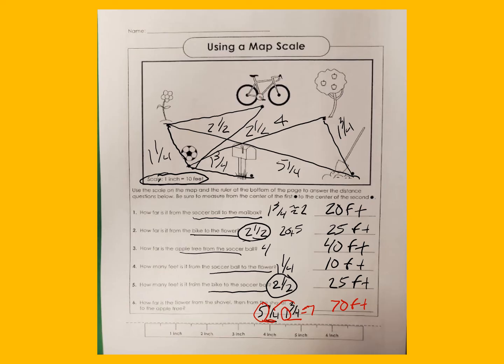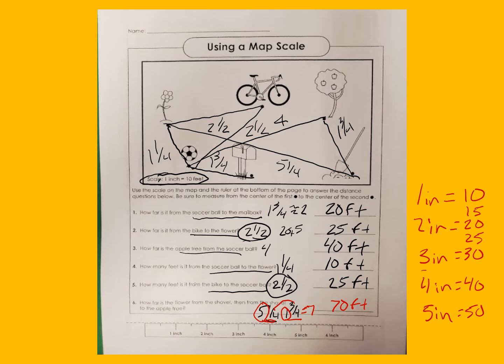Okay? All right, and again, it's just taking this right here. 1 inch equals 10 feet. So then 2 inches is 20 feet. 3 inches is 30 feet. 4 inches is 40 feet. 5 inches is 50 feet. And then if I did 1.5, it'd be 15. 2.5 would be 25. 3.5 would be 35. 4.5 would be 45. Just using my map skills there, right? My math skills.